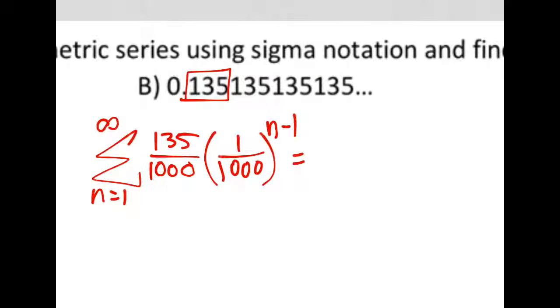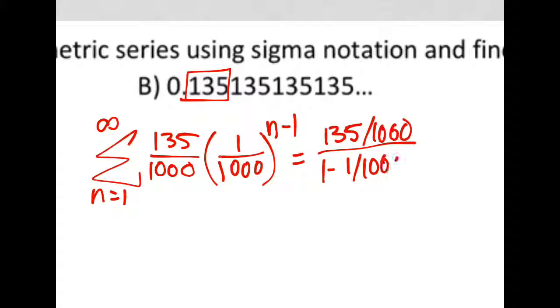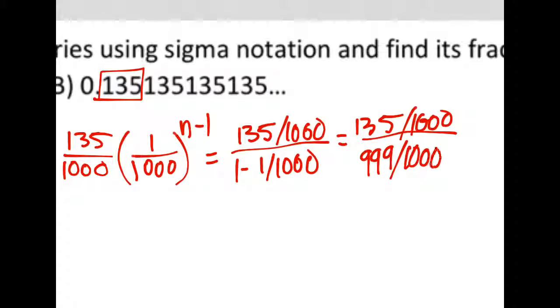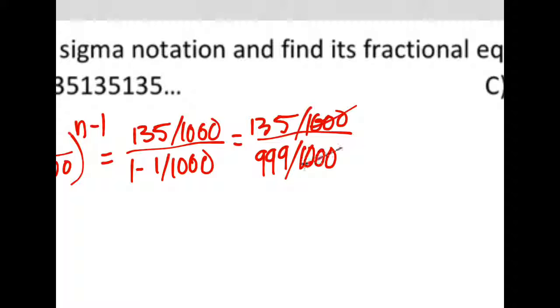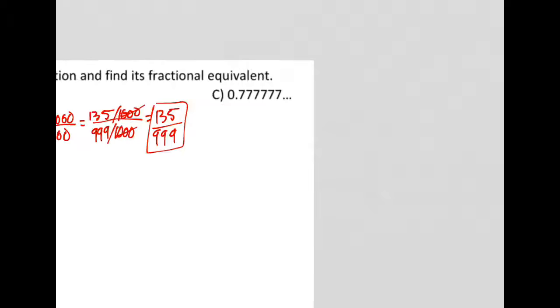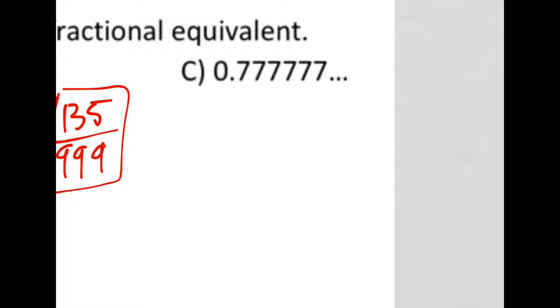which then I can calculate by taking my first term, 135 over 1,000, and dividing that by 1 minus my ratio, which is 1 over 1,000, which will give me 135 1,000ths divided by 1 minus 1 1,000th is 999 1,000ths. And so again, those cancel, and I'm left with 135 over 999, which is that repeating decimal right there, which is cool.